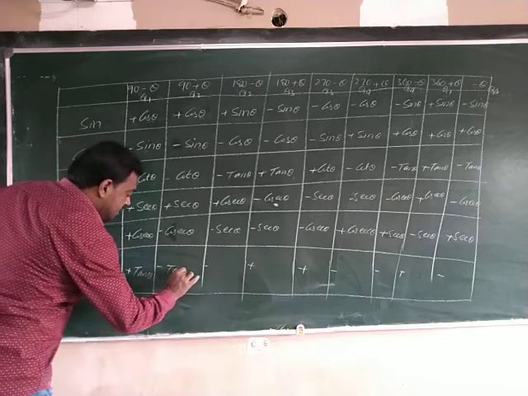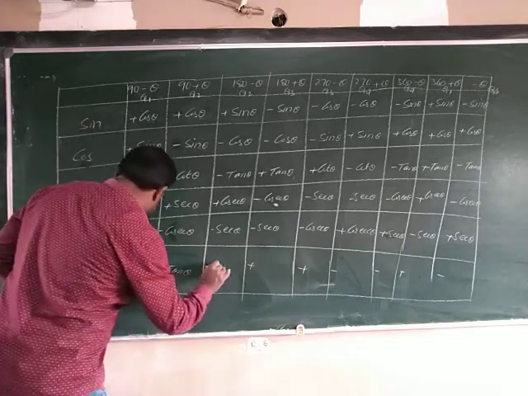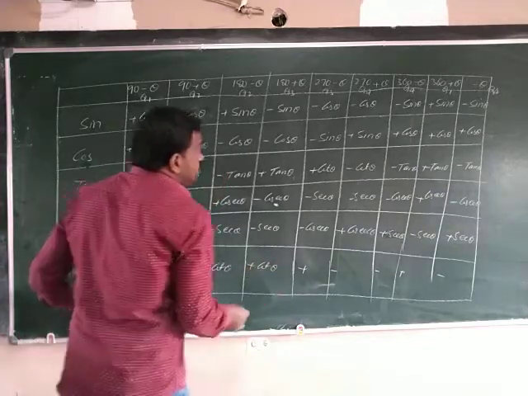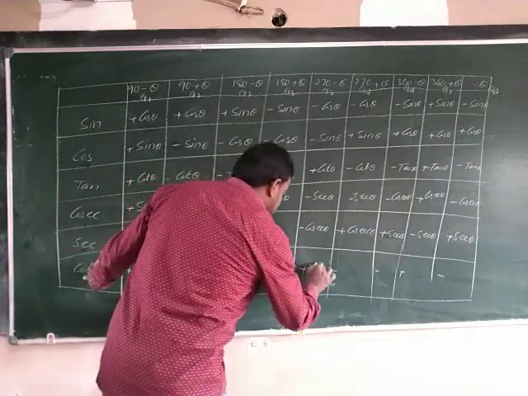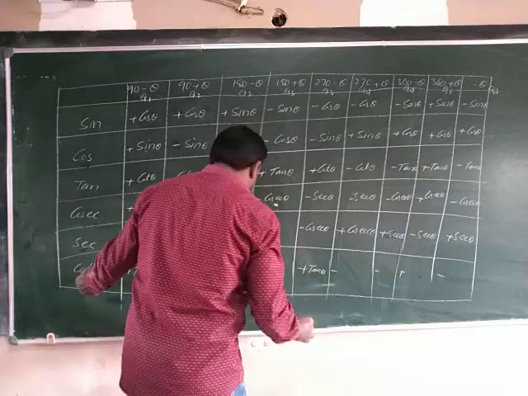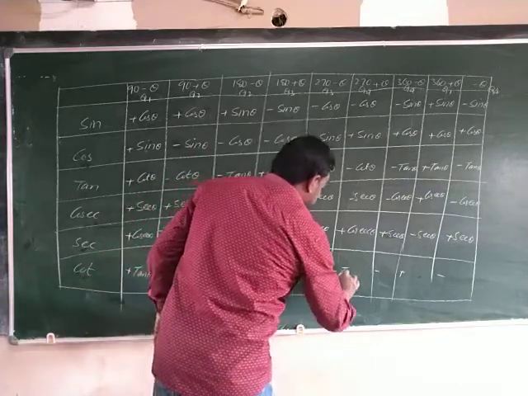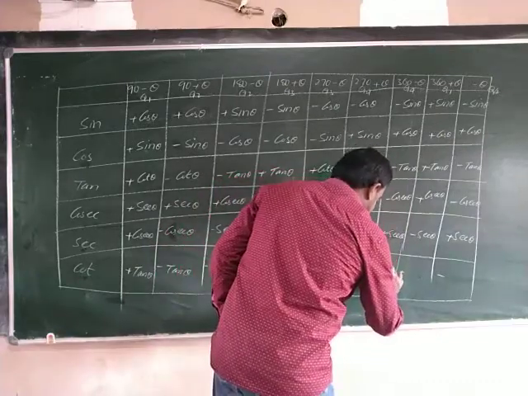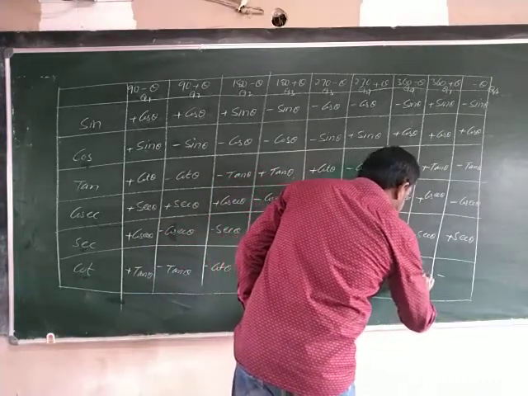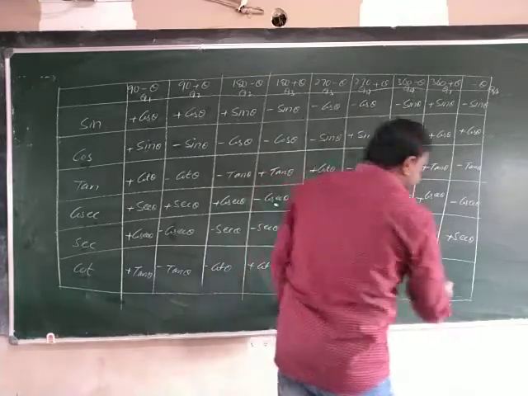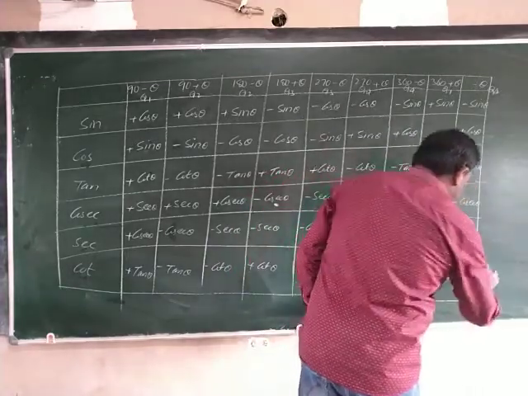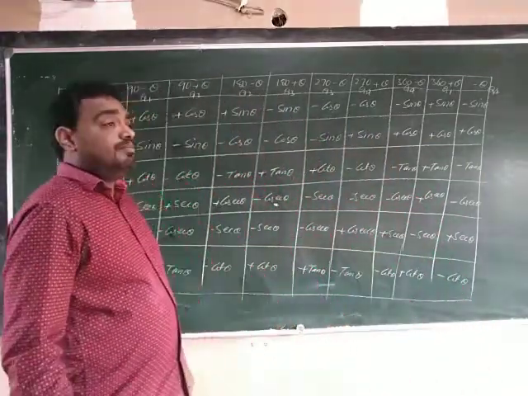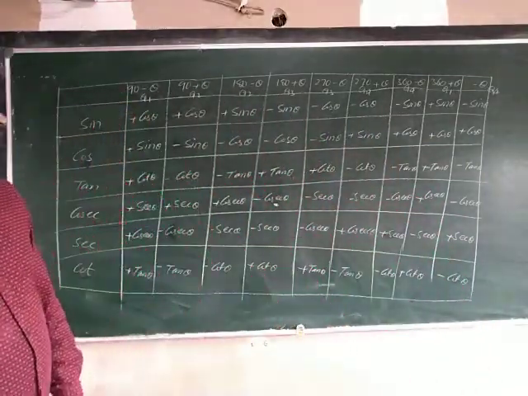Next, tan theta. For 180 it does not change, so cot theta. Next to cot theta, 270 is changing, so it is tan theta. Next to this is tan theta. 360 does not change, 360 plus or minus theta, so cot theta. Next, for negative it is minus cot theta. So this complete table you have to remember.